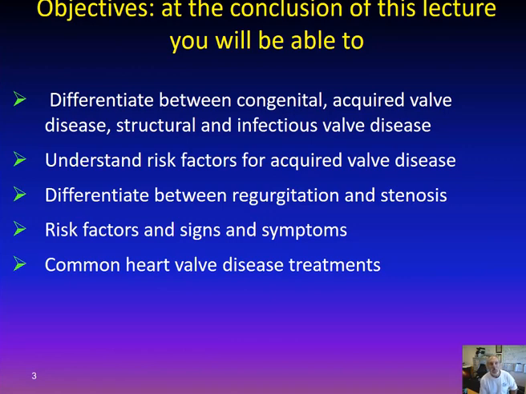So at the conclusion of this lecture, you should be able to differentiate between the different types of valve disease: congenital, acquired, structural, and infectious. Understand risk factors for valve disease. Differentiate between regurgitation and stenosis. Risk factors, signs and symptoms, and common heart valve disease treatments.